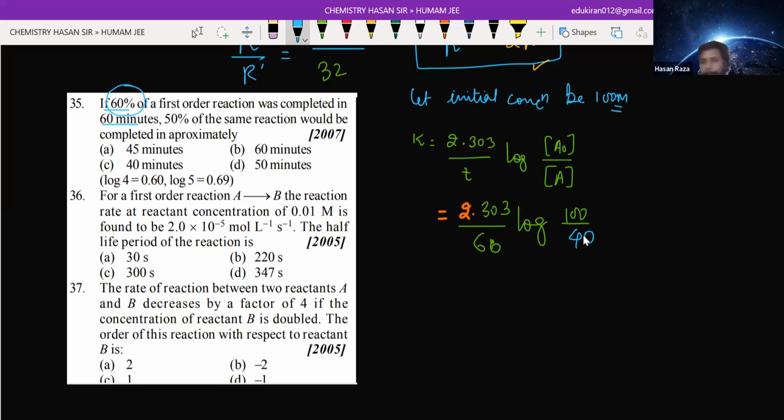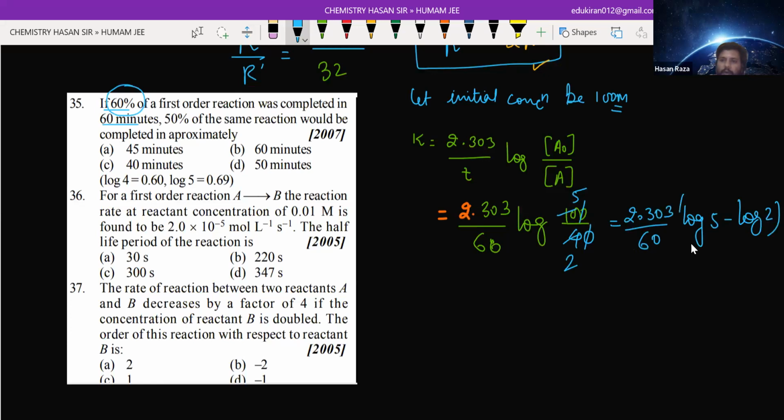Yes. Now what you need to do, just solve it. You will be getting 2 to the 4 and 2 5 the 10. Now you just need to do a little maths. 2.303 upon 60, and here I can write log 5 minus log 2.